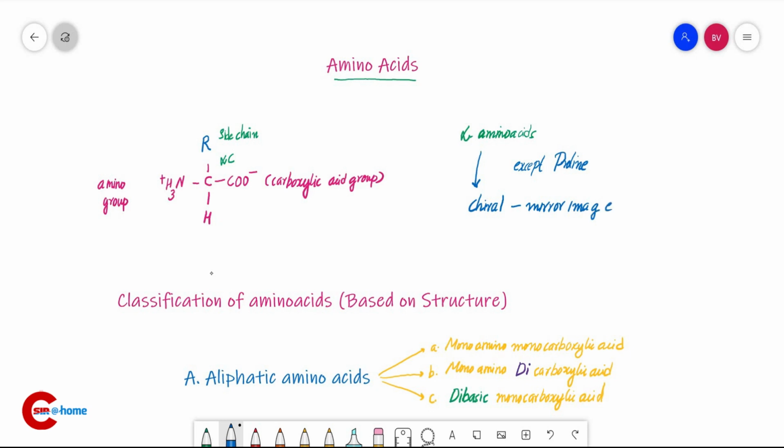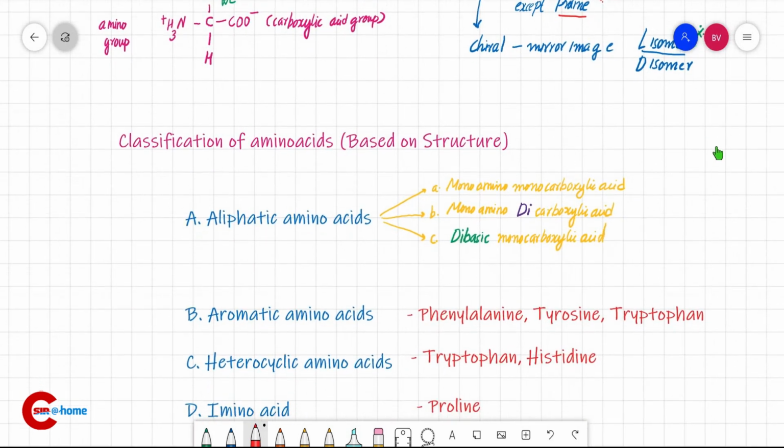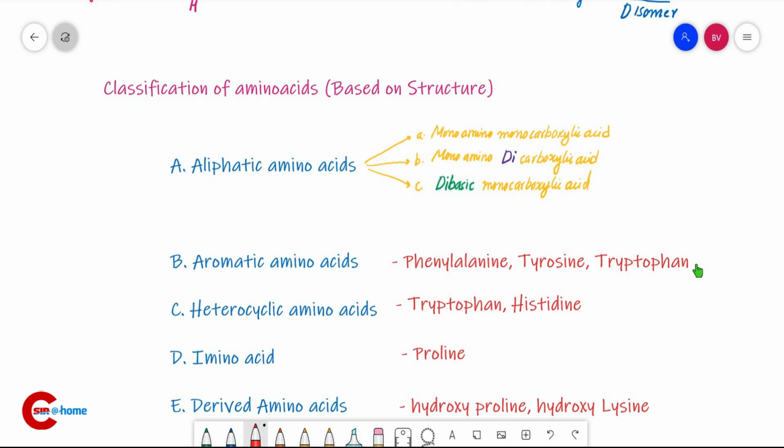And alpha amino acids are chiral. That means they exist in two forms, two mirror images. We call them L isomer and D isomer. The L isomer is the constituent of proteins. This is important. Then, all amino acids are alpha amino acids except proline. This is also very important.